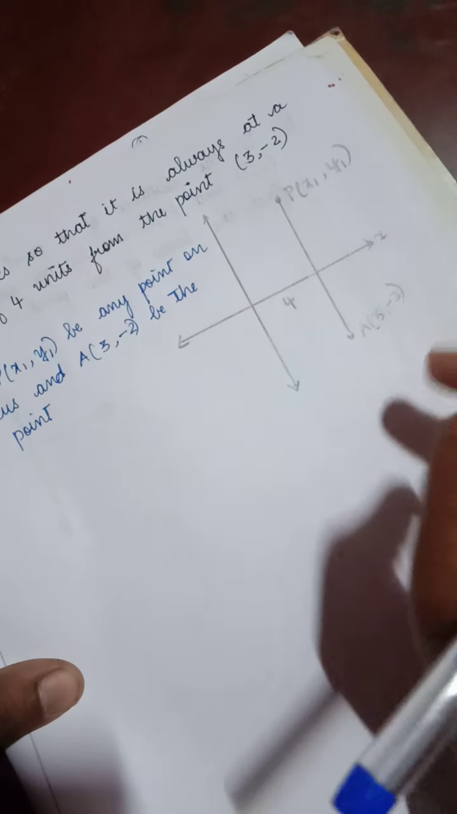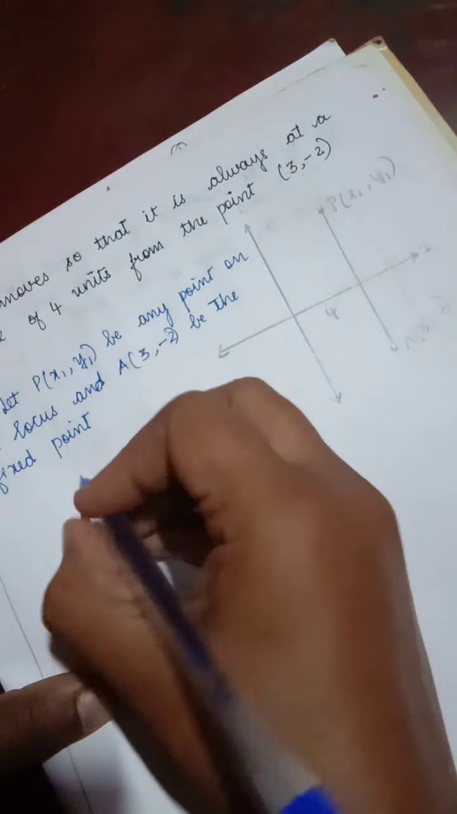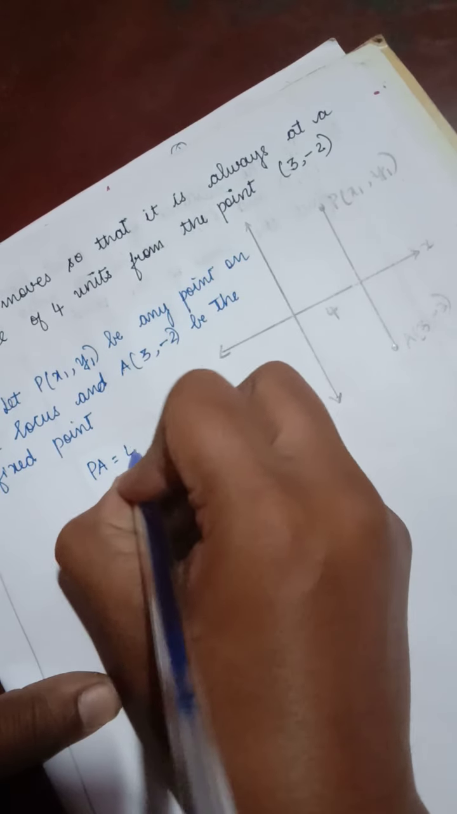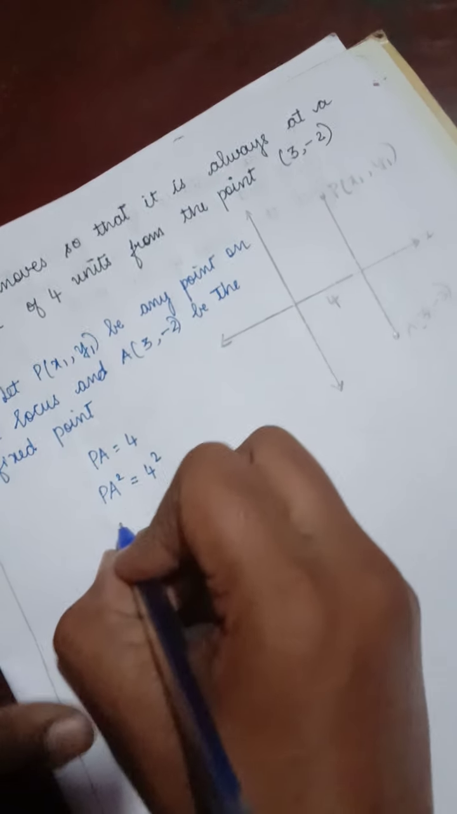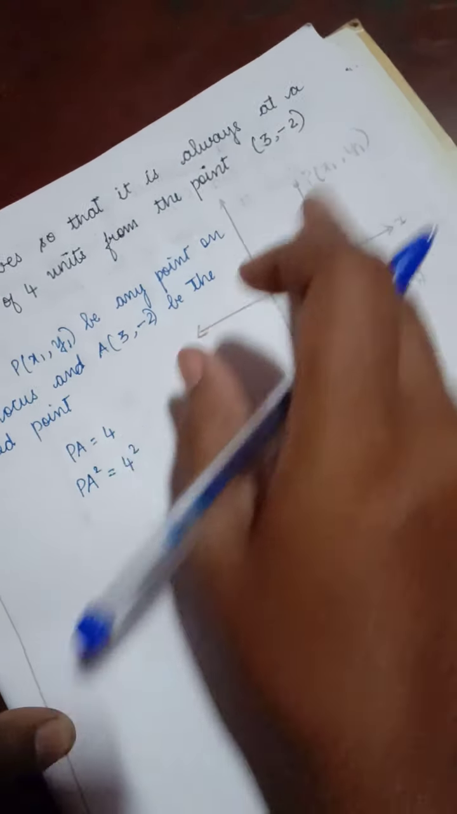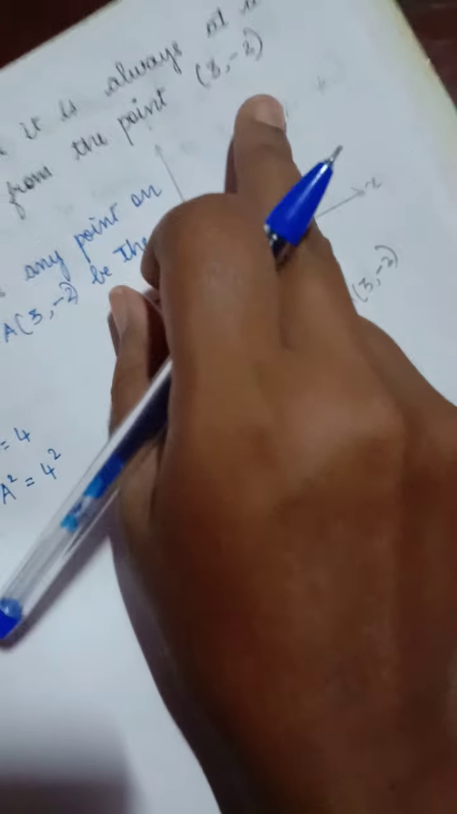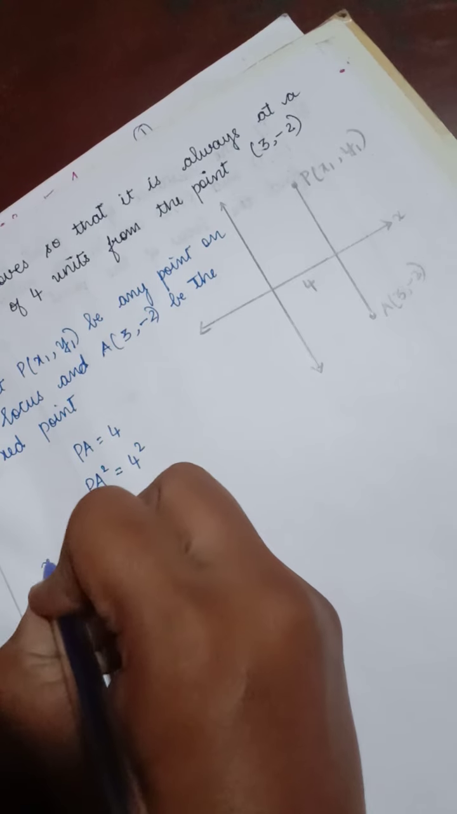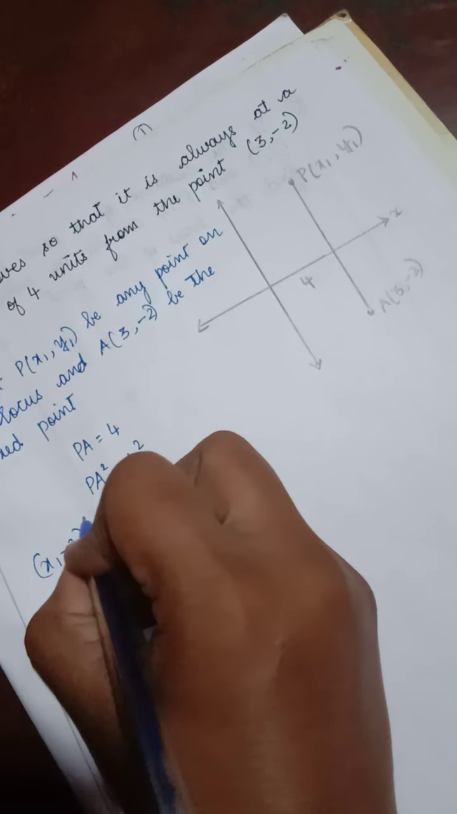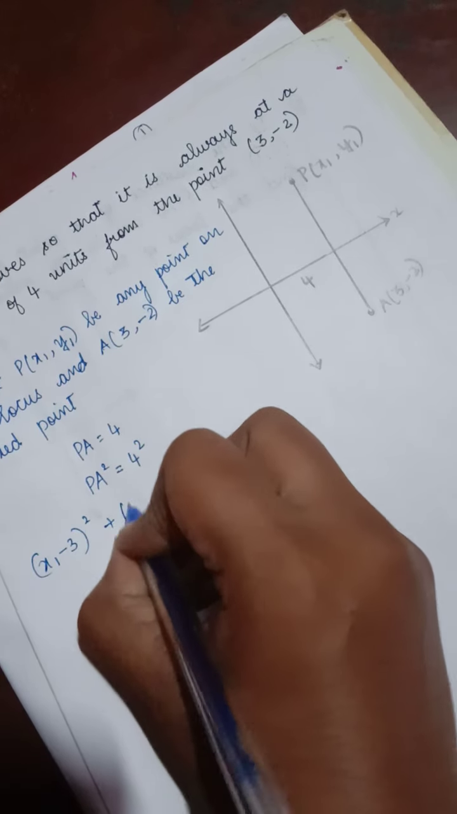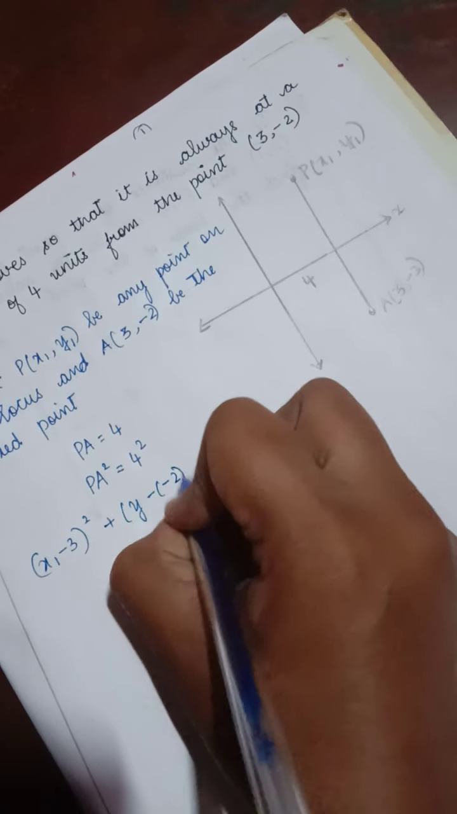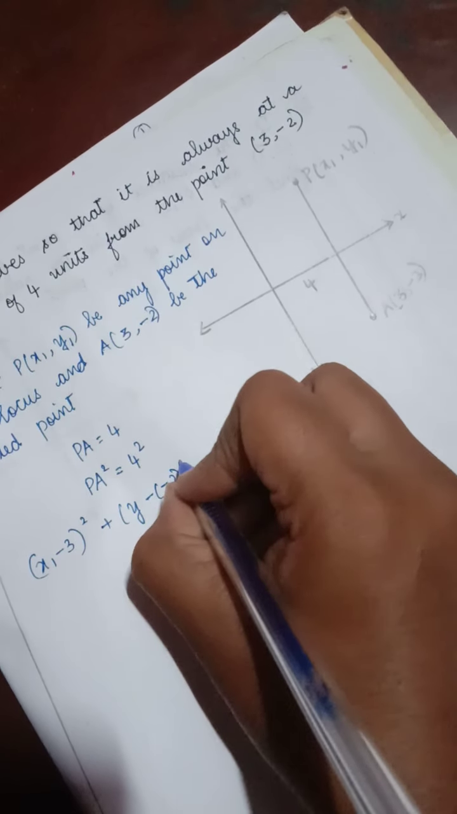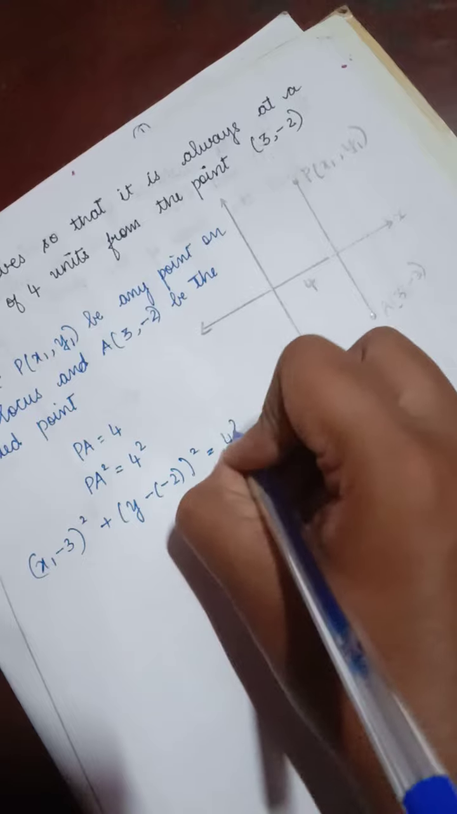Next we are writing PA. PA is equal to 4, they have given. Next we have to square on both sides. So PA square is equal to 4 square. Then, as usual, as in the first sum, here x1 is there, here 3 is there. So (x1 minus 3) the whole square plus (y minus 2)... here it is y plus 2, so (y plus 2) the whole square is equal to 4 square.